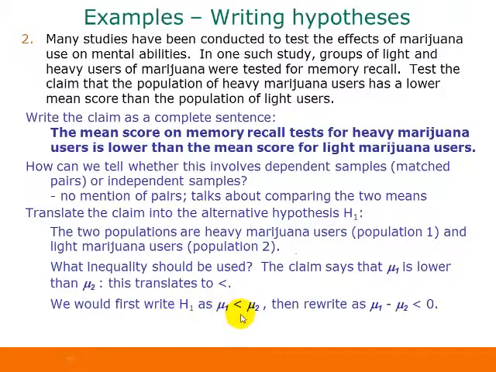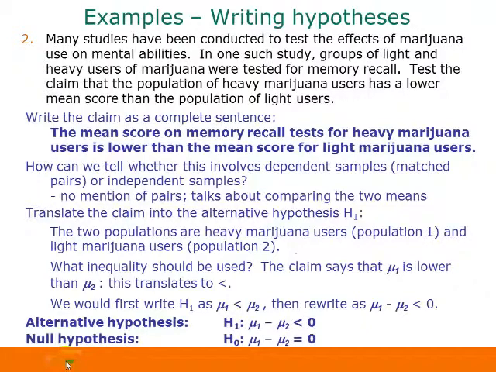So we would write our alternative hypothesis first as mu sub 1 is less than mu sub 2, and then rewrite it as mu sub 1 minus mu sub 2 is less than 0. So here's our alternative hypothesis, mu sub 1 minus mu sub 2 is less than 0, and our null hypothesis is that mu sub 1 minus mu sub 2 is equal to 0.